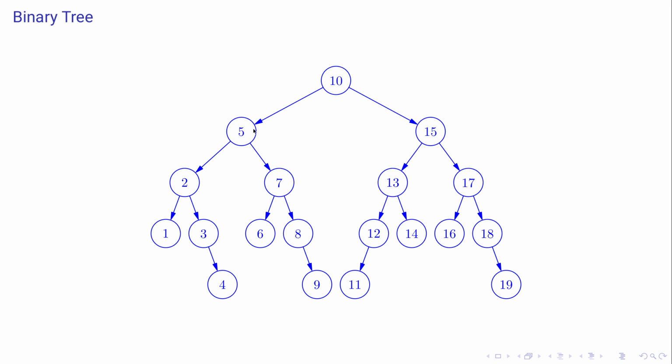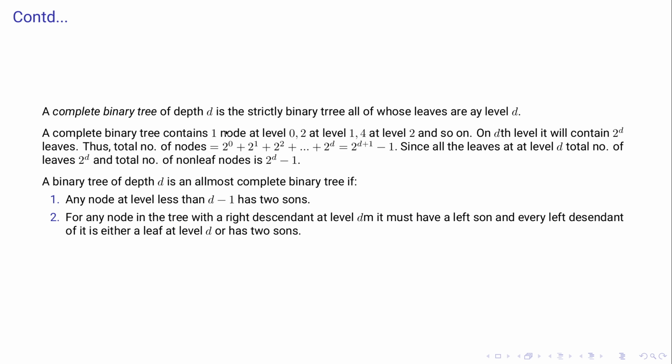Okay, so the level is 1. The number of leaves would be 2 to the power 1, that is 2. So the total number of nodes will be 2 to the power 0 plus 2 to the power 1 up to 2 to the power D, which is equal to 2 to the power D plus 1 minus 1. Since all the leaves are at level D, the total number of leaves is 2 to the power D, and the total number of non-leaf nodes is 2 to the power D minus 1.